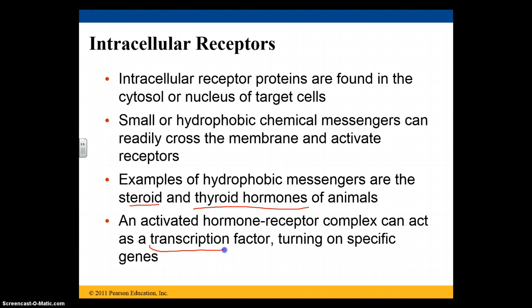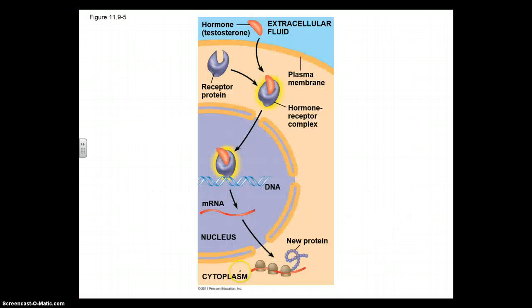Transcription refers to transcription and translation, so when we're talking about protein synthesis, a transcription factor will turn on a gene. So here we have a hormone like testosterone that is able to diffuse through the cell membrane. It binds with this hormone receptor complex right here. And then that actually enters the nucleus, as you can see, and alters the DNA, acting as a transcription factor so that a particular protein is produced.